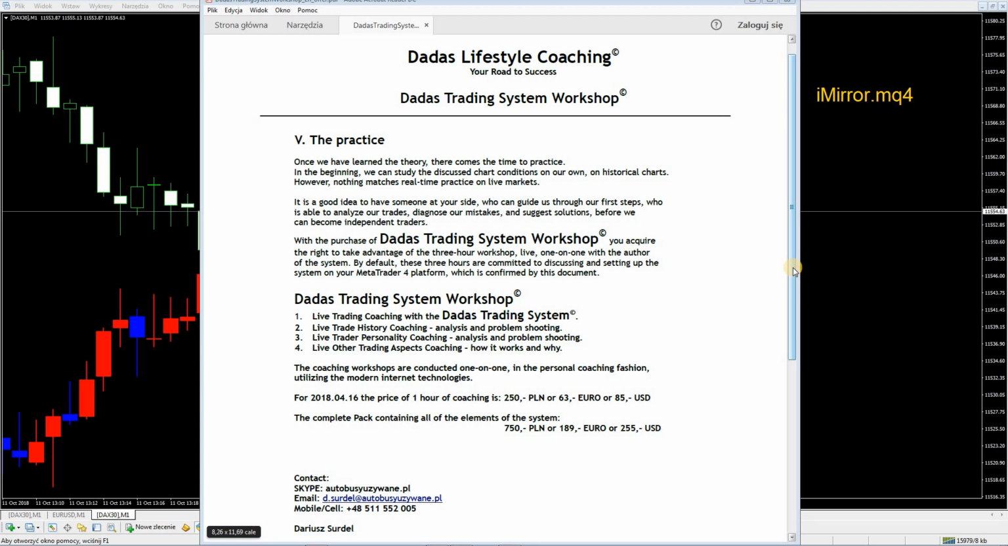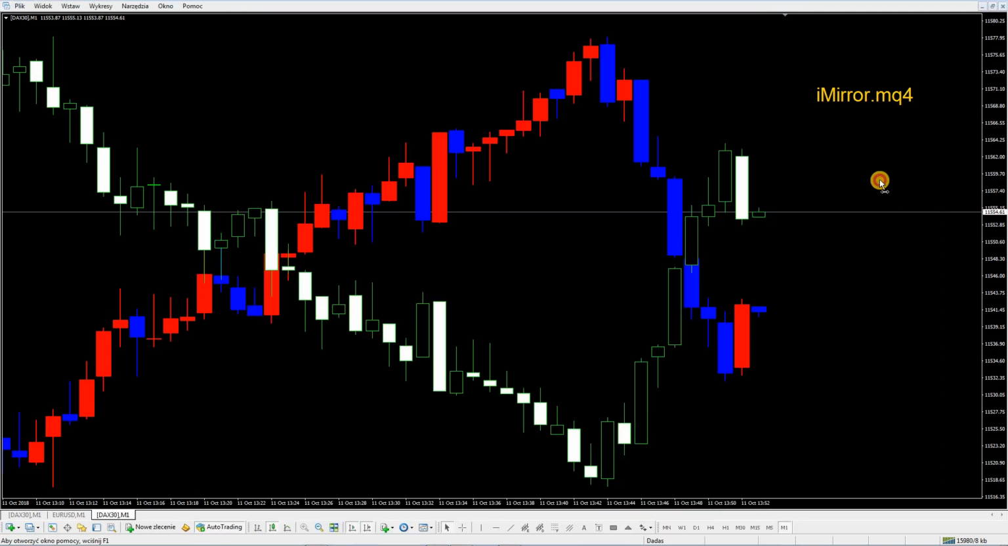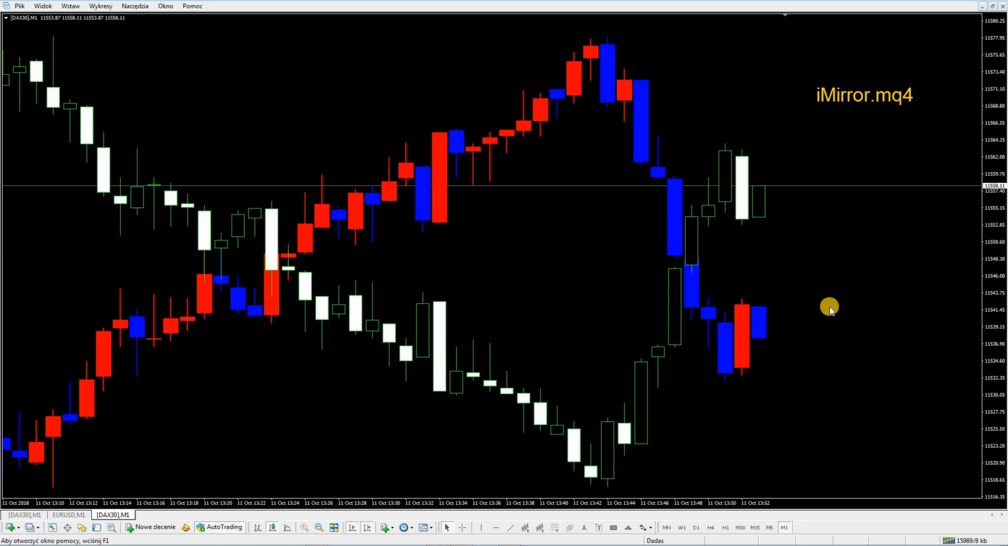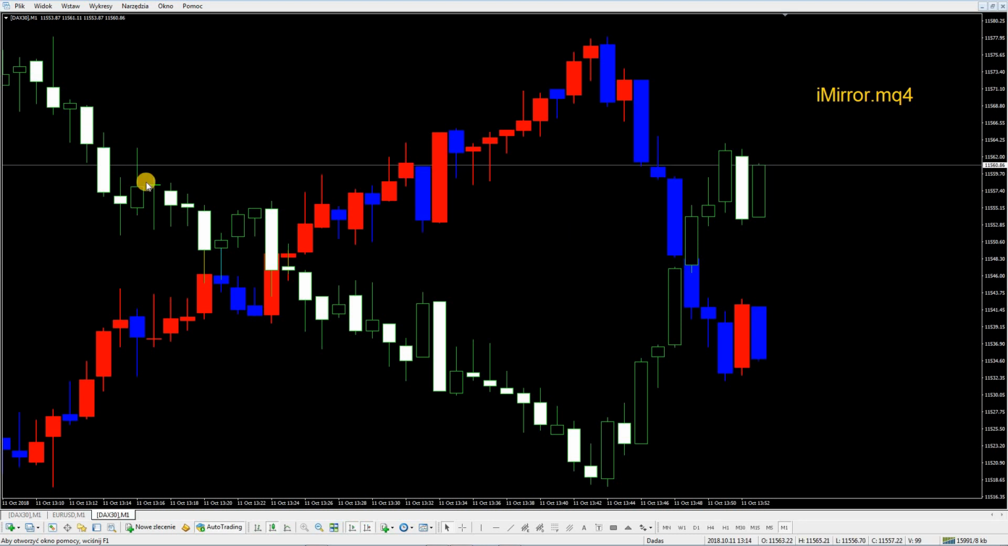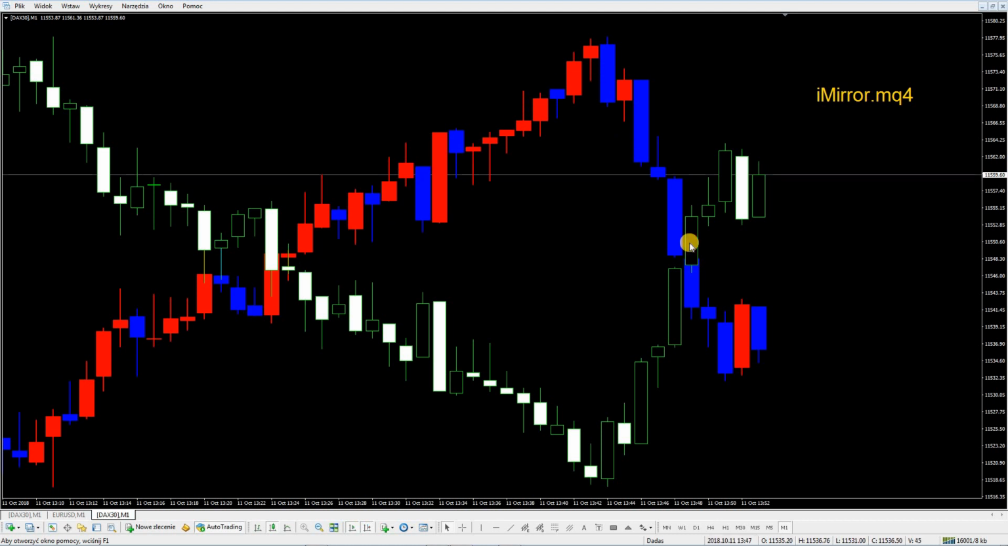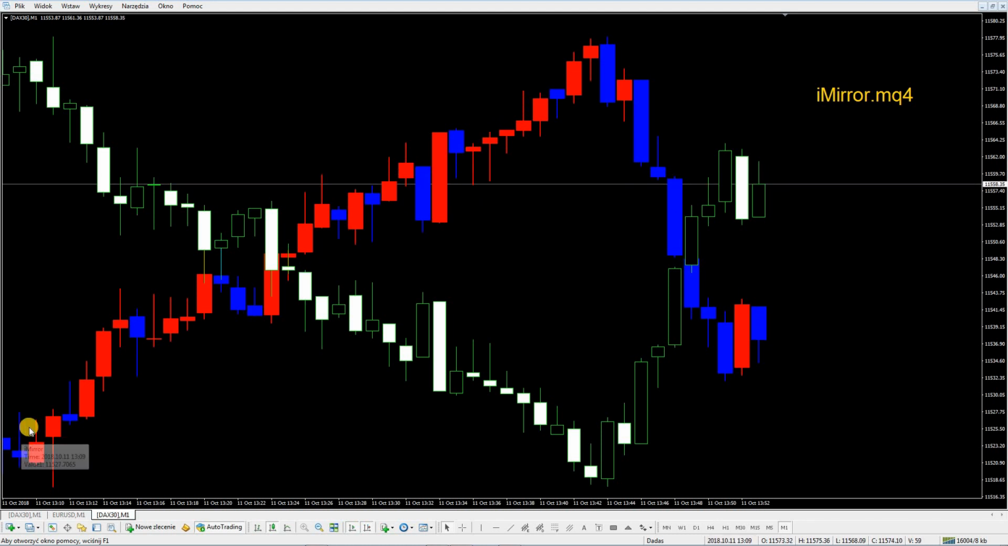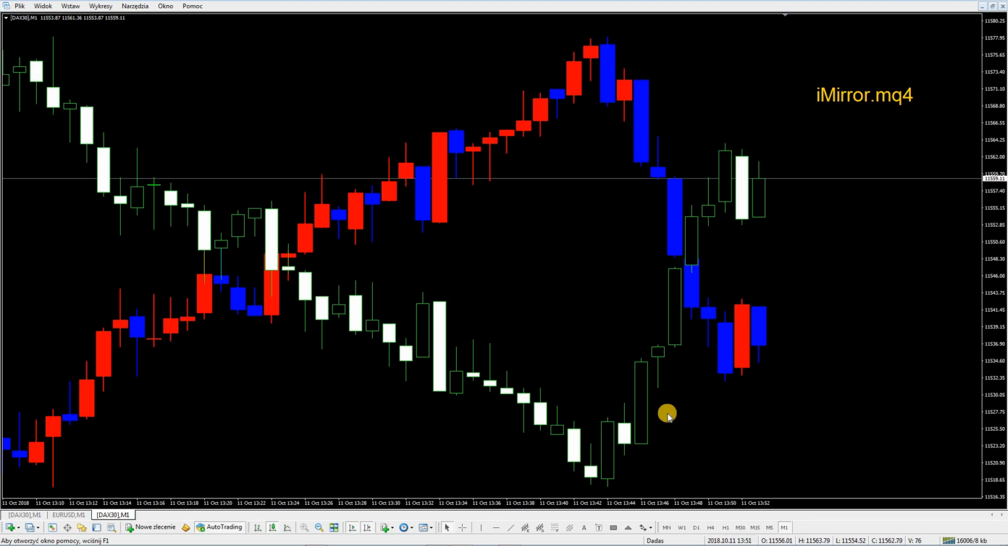So the motto of this film is: what you see ain't what you get, right? That's the relativity. So here you see two charts, right? The basic chart or the normal chart is the white and green by default, as it is in MetaTrader 4. And this one, the red and blue one, is the mirror chart. So in other words, it's the mirror view of the other chart.